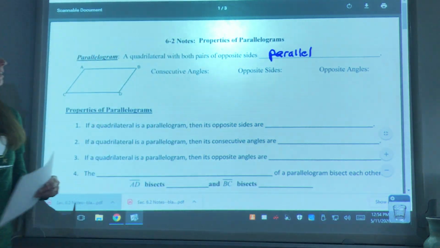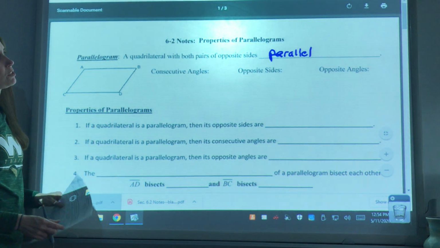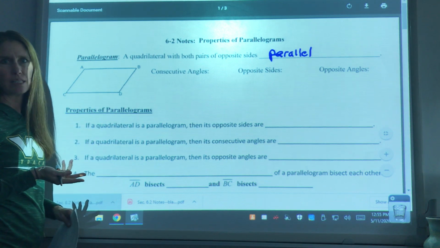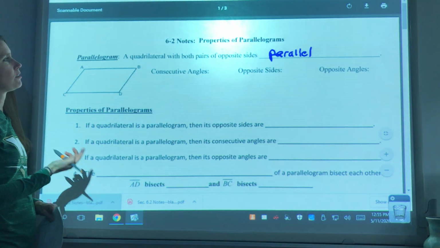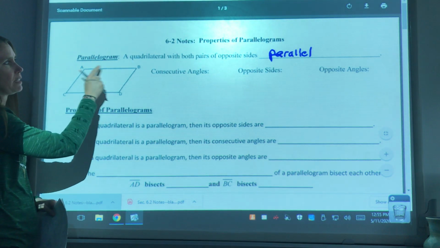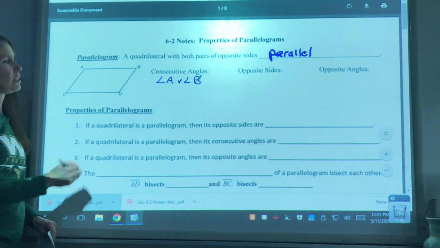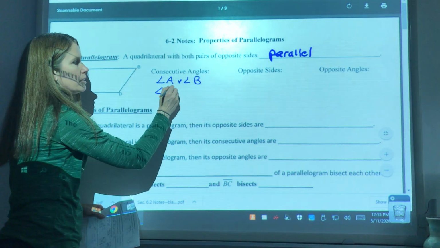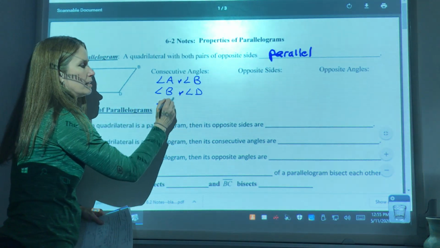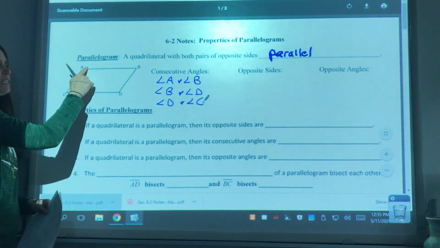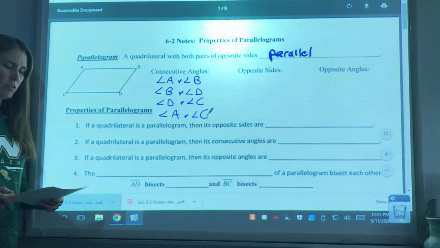And now if we talk about the different parts of a parallelogram, first of all, the consecutive angles are angles right beside each other. Just like we talk about consecutive numbers like 1, 2, 3 are consecutive numbers, they're right beside each other. Same thing with consecutive angles. So the different pairs of consecutive angles would be angle A and angle B would be a pair. Another pair would be B and D. Okay, another pair would be D and C. And the last pair would be angle A and C. Okay, so those are our consecutive angles.